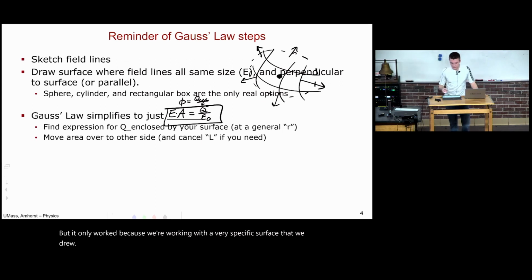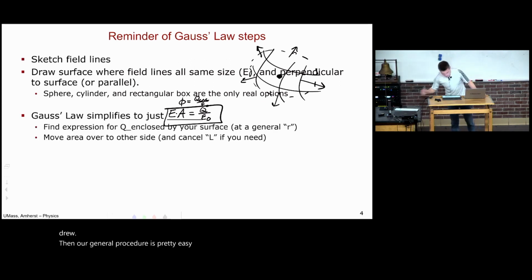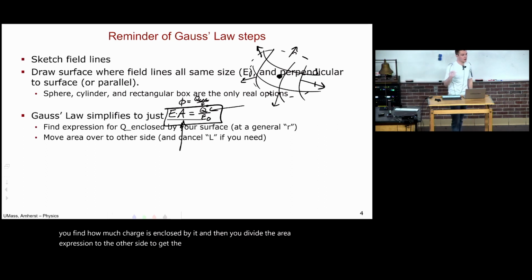Then our general procedure is pretty easy. You write down the expression for the area of your Gaussian surface, and then you find how much charge is enclosed by it, and then you divide the area expression to the other side to get the answer. Again, this is just a review of what we did last class.